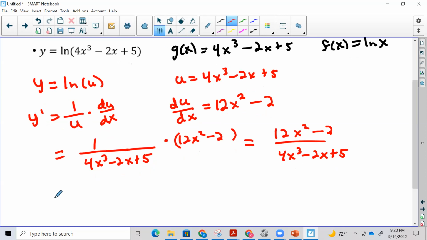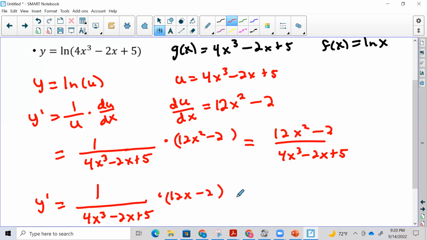If you're writing it the other way, just jumping right into it, the key thing is you have to remember ln is 1 over, and so it's 1 over whatever's inside of it. So that's 4x cubed minus 2x plus 5. And then we multiply by the derivative of that inside, which is 12x squared minus 2. Okay, and then when you simplify it, you would get that.